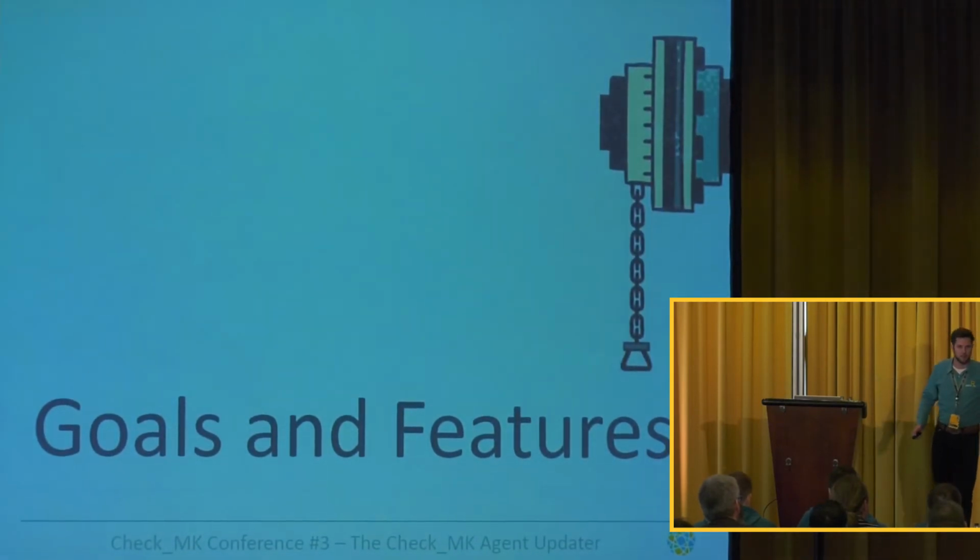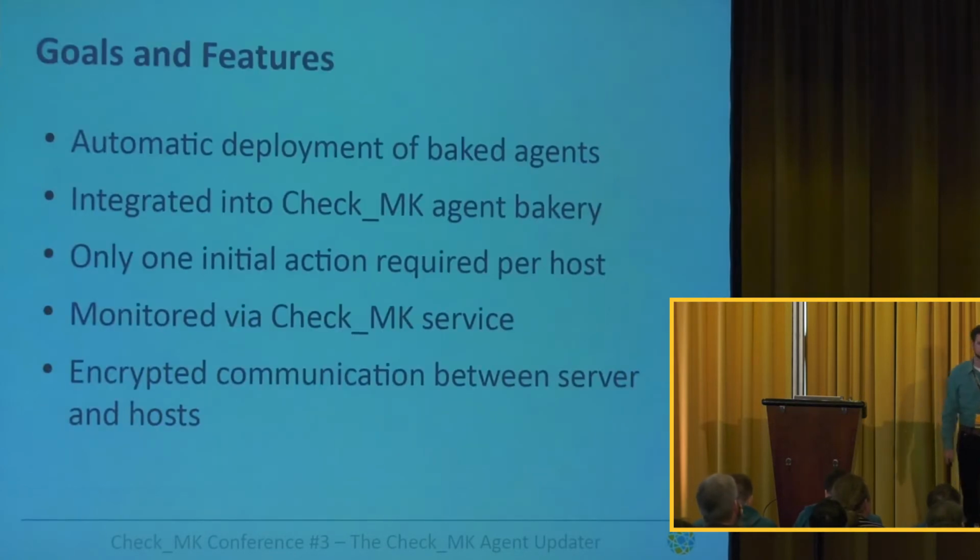First of all, what are the goals and what are the features when it comes to the agent updater? Well, what do we want to achieve? First of all, automatic deployment of baked agents. So that means we go to the agent bakery and we adapt our agents, we have rules, we bake new agents, and we want to make sure that our hosts, we can really monitor that. So for those where the rules apply, those agent hosts, we don't have to do anything else, it all happens automatically, that they get all their updates automatically.